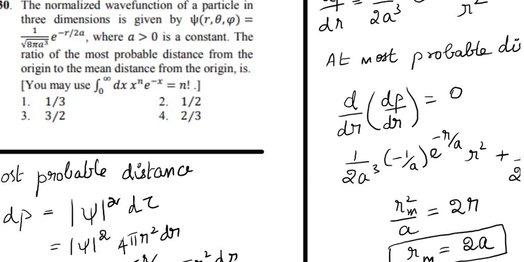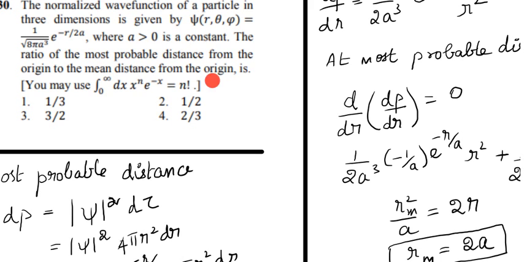Okay, here is a quantum mechanics problem. What is given is the normalized wave function of a particle in 3 dimensions: psi of r, theta, phi equals 1 by root of 8 pi a cubed, e power of minus r by 2a. So what is asked is the ratio of the most probable distance from the origin to the mean distance from the origin.